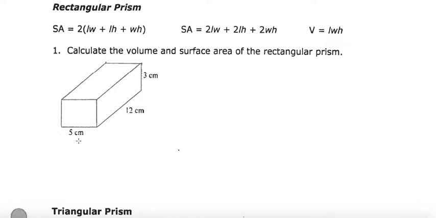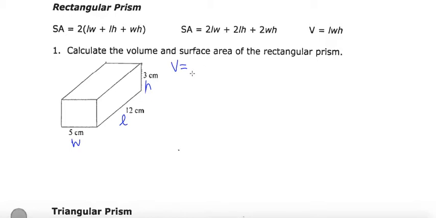So we're going to use our width as 5 centimeters, our length as 12 centimeters, and our height as 3 centimeters. If you end up switching these around, that's okay, because the volume for a rectangular prism is not necessarily affected by the order that you place them in. The volume of a rectangular prism tends to be a little bit easier to calculate than the surface area because there are fewer steps. So let's start with that one.